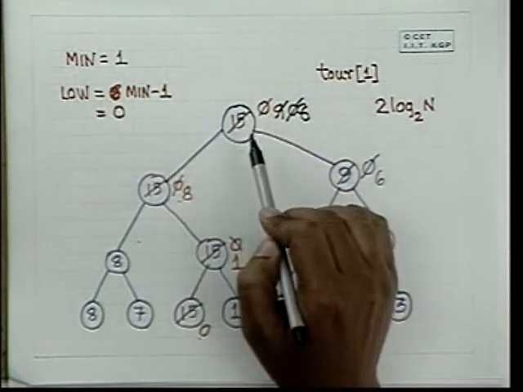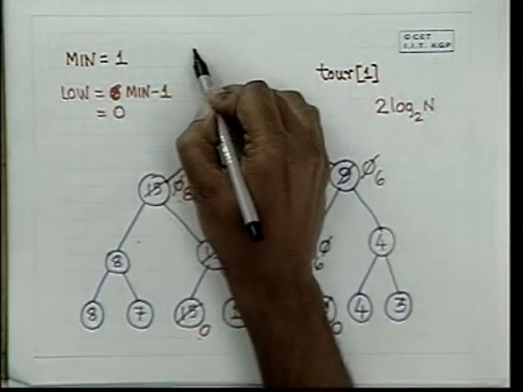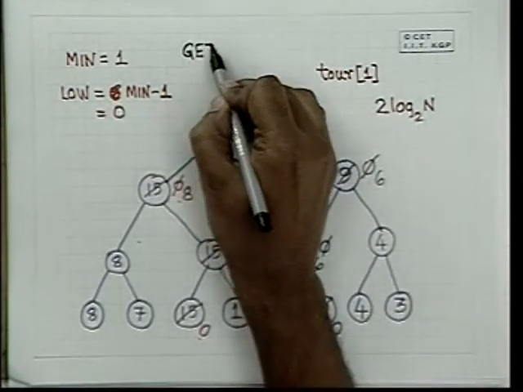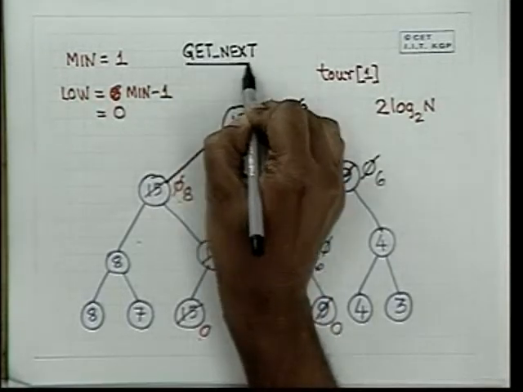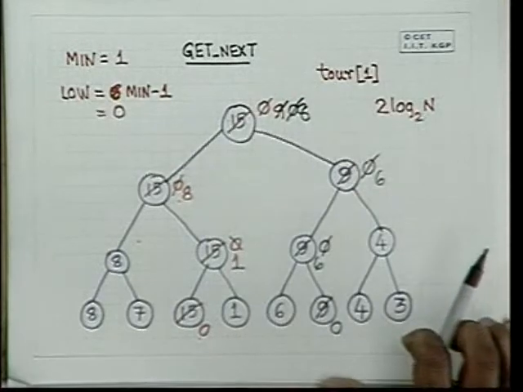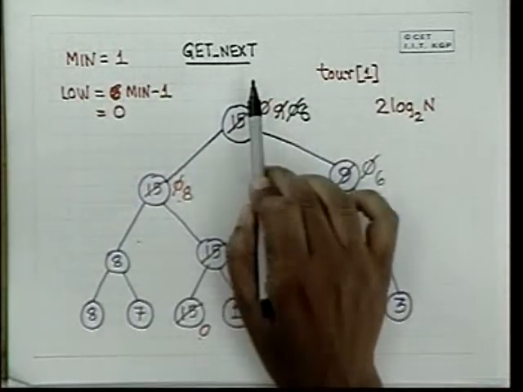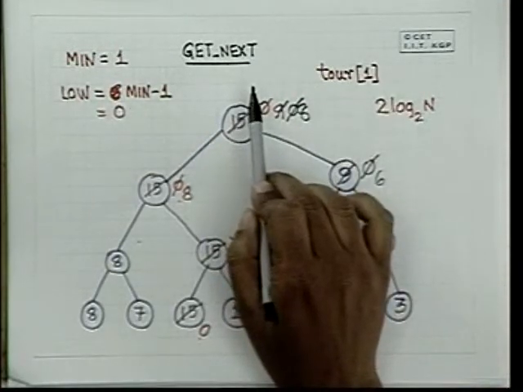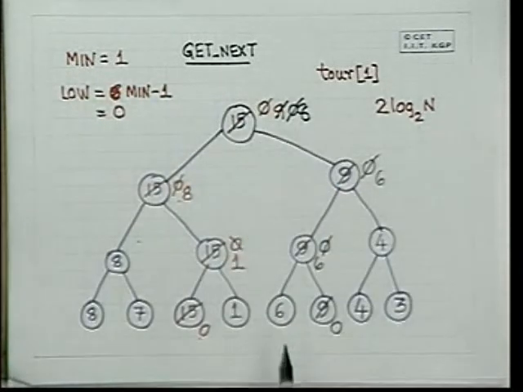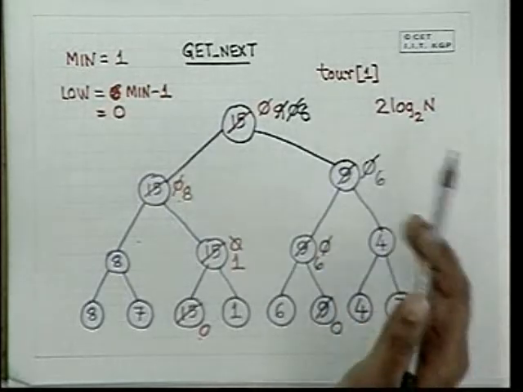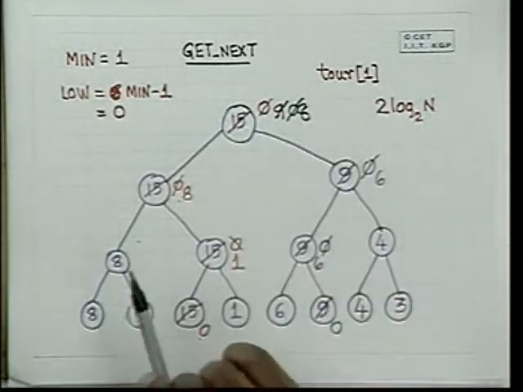So if we now define a function get next, what does this function get next do? It goes down and up. And if after building the tournament, we call get next n minus 1 times, we are going to get the numbers in sorted order one after another.